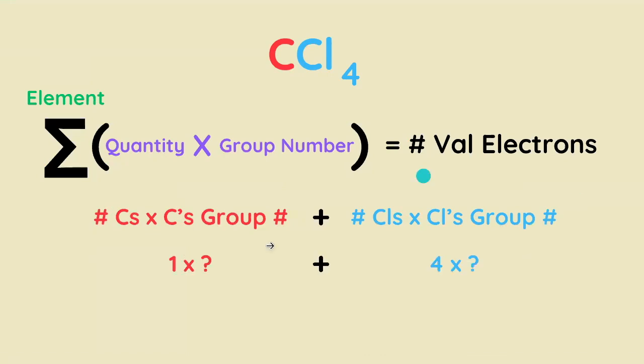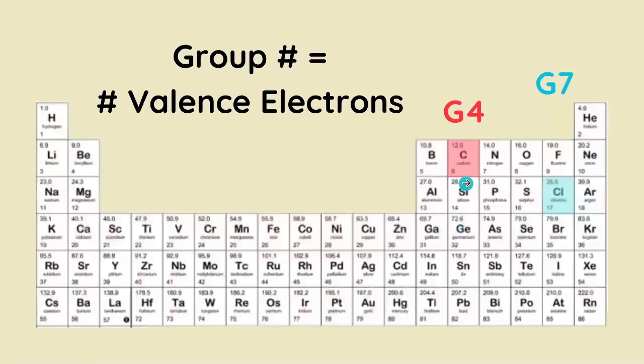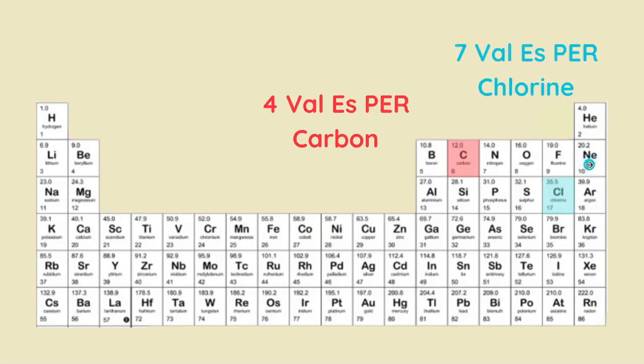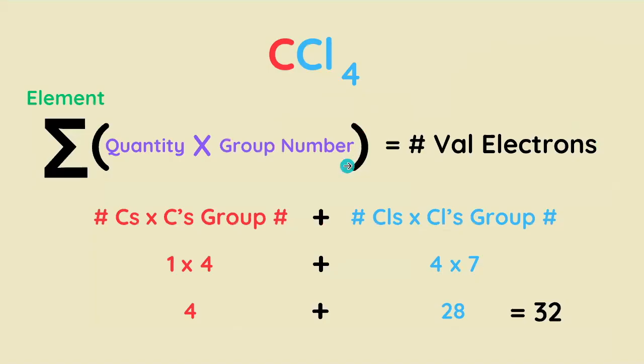It's clear that there's only one carbon and there's 4 Cl's, but what about the group number of each of these elements? Well, carbon is in group 4 and chlorine is in group 7. And it just so happens that the group to which an element belongs tells us exactly how many valence electrons that element will have. Therefore, each carbon will have 4 valence electrons and each chlorine will have 7. Each chlorine has 7 valence electrons, so 4 chlorines will contribute 28 valence electrons, and adding it to a single carbon's 4 valence electrons leads to 32 valence electrons for CCl4.